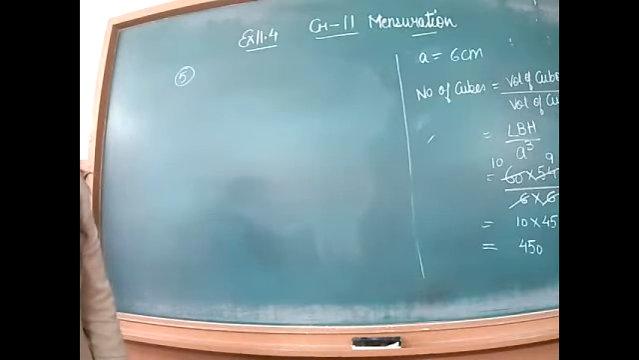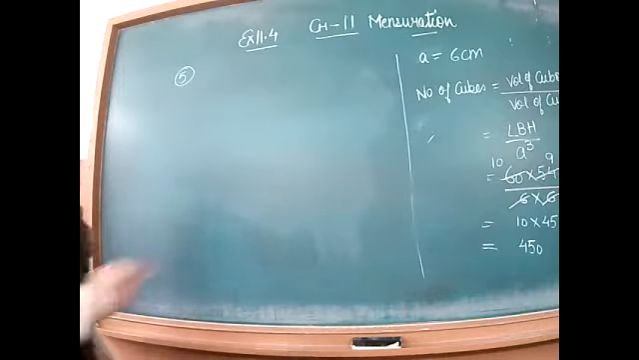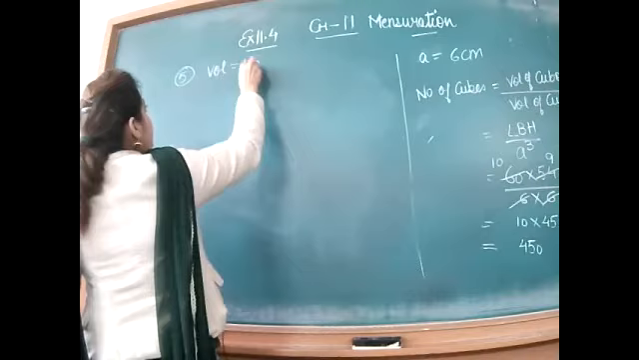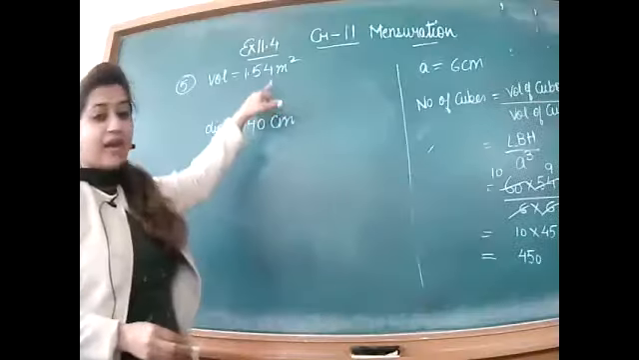Question number 5. Yesterday we did this question, but I'm discussing again. Find the height of the cylinder whose volume is 1.54 meter cube. Volume is given and the diameter of the base is 140 centimeter. Is it okay? Volume of the cylinder is given. Diameter is given. Now check the units. They have different units.